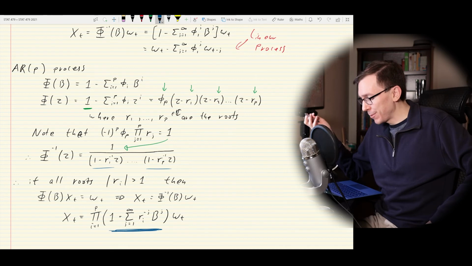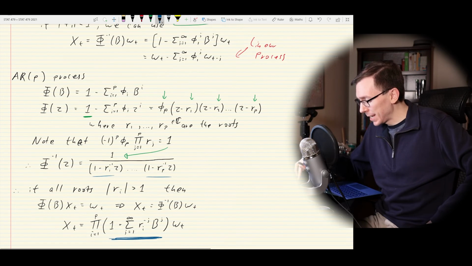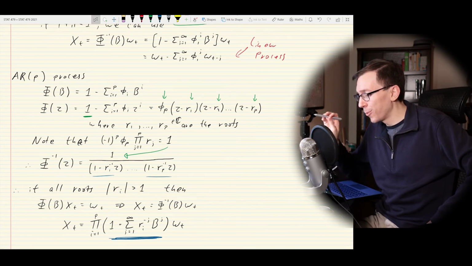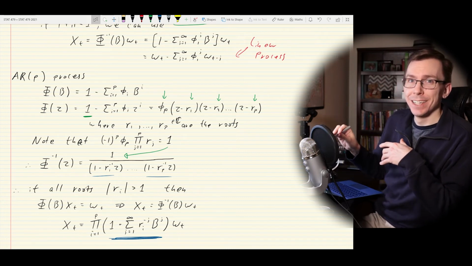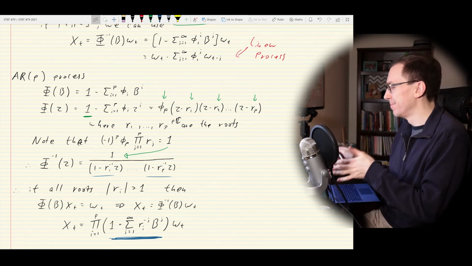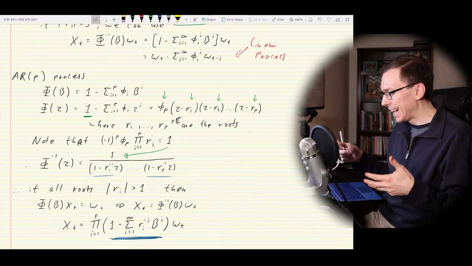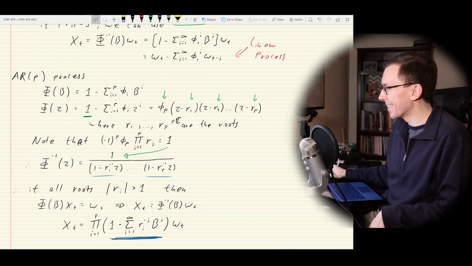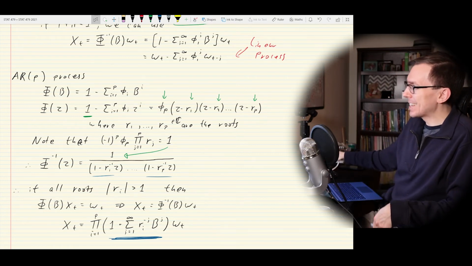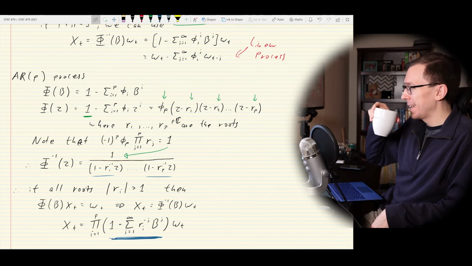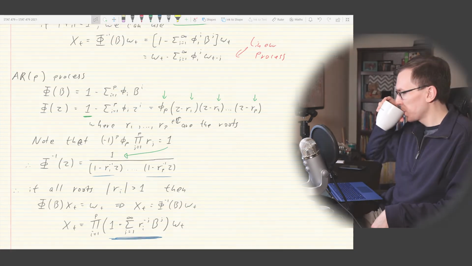So effectively we're doing the same thing we did up here at the top of the screen for the AR(1) process, but we're doing it p times and multiplying p of them together. All right, so that's a ton of writing and equations.